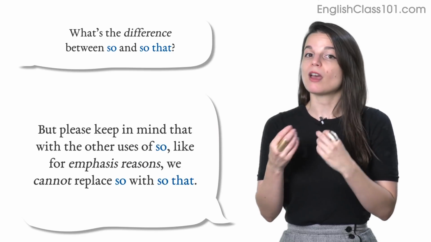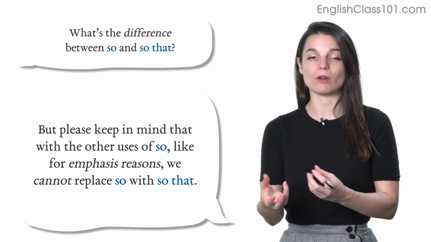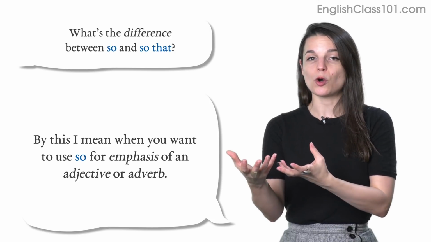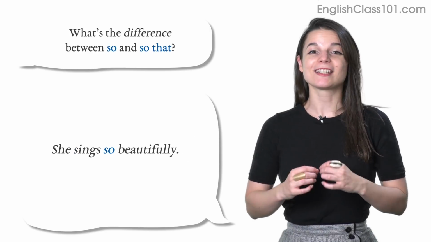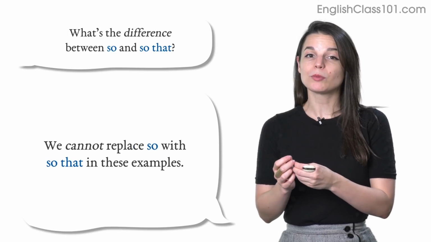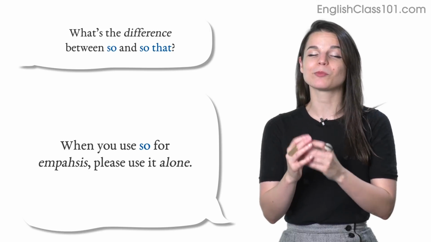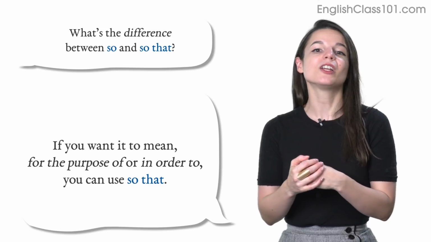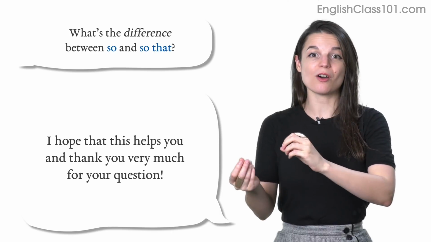But please keep in mind with the other uses of so, like for emphasis reasons, we cannot replace so with so that. We can only use so. By this I mean when you want to use so for emphasis of an adjective or an adverb. For example, she sings so beautifully, or this coffee is so good. We cannot replace so with so that in these example sentences. When you use so for emphasis, please use it alone. If you want to use it to mean for the purpose of or in order to, you can use so that. So I hope this helps you understand the differences between so and so that.